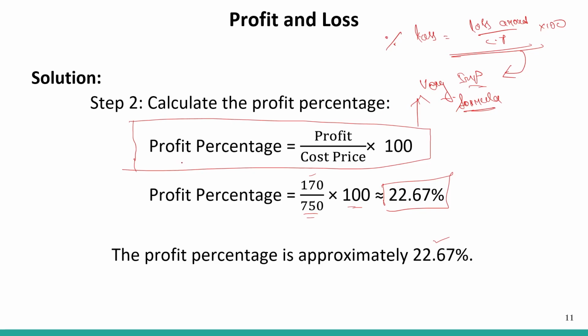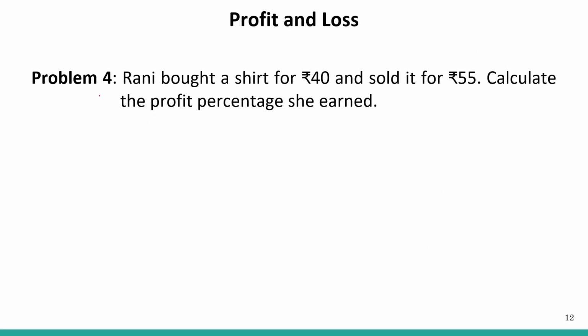So if we want to calculate the profit percentage, we keep the profit at the numerator. And when we are calculating the loss percentage, we keep the loss amount at the numerator. The cost price always remains in the denominator. And we always multiply it by 100 to get it in percentage form. So the profit percentage came out to be 22.67%. So let's see the 4 number question.